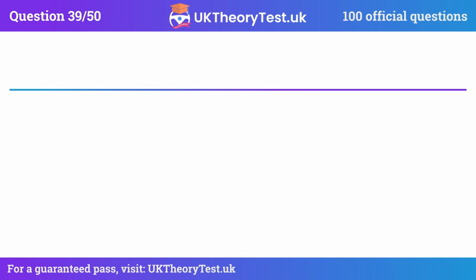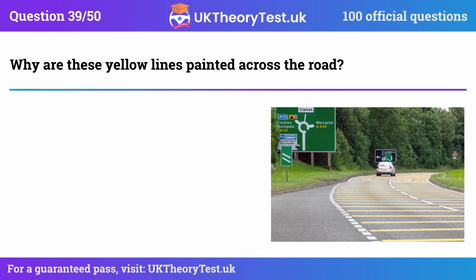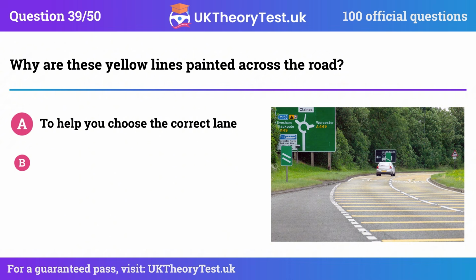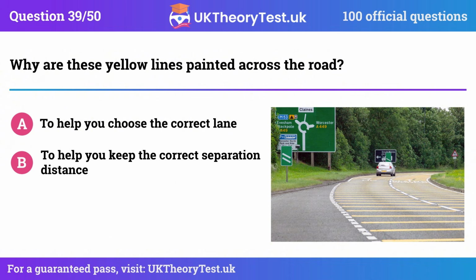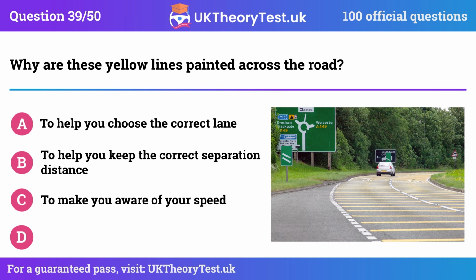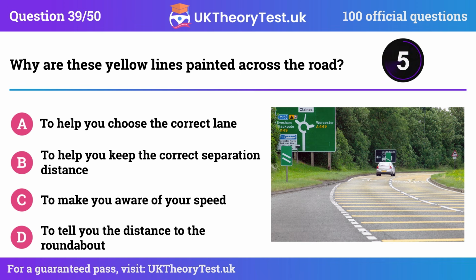Question 39. Why are these yellow lines painted across the road? A. To help you choose the correct lane. B. To help you keep the correct separation distance. C. To make you aware of your speed. D. To tell you the distance to the roundabout.